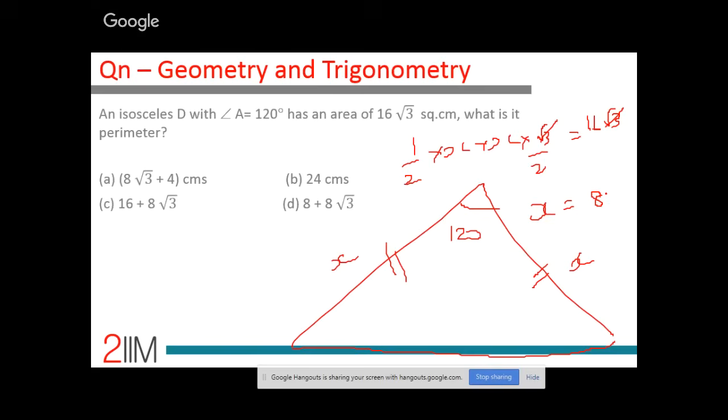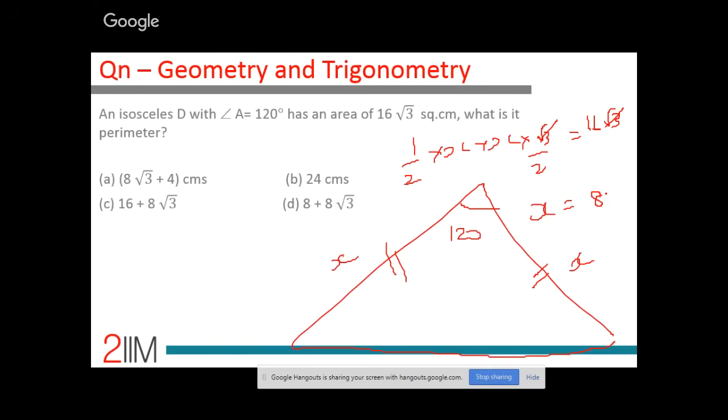So two sides are 8 and 8. Third side should be 8 root 3. So you're looking at 16 plus 8 root 3. So that formula, half into product of sides into sine of angle between them being area, is very useful. Area is 16 root 3. Half into x into x into root 3 by 2, sine 120, is 16 root 3. Cancel that, you'll get x as 8.